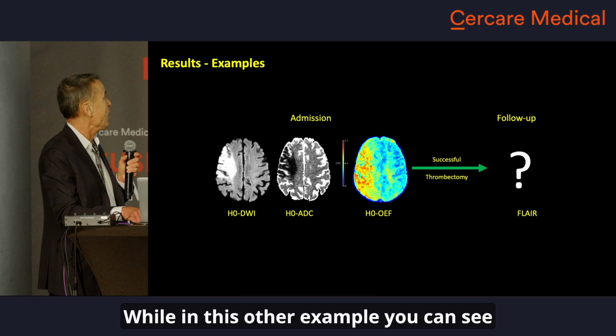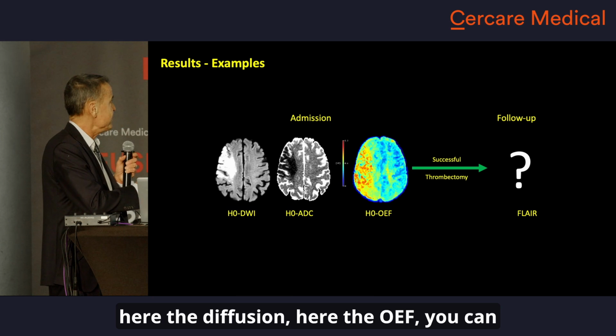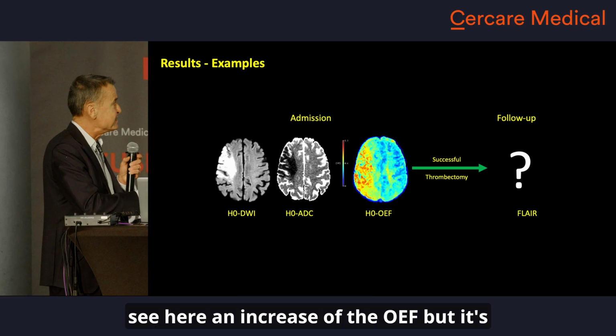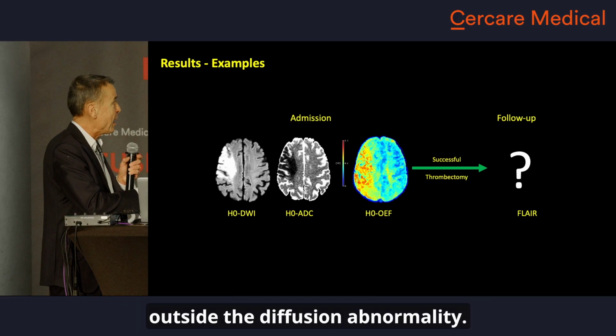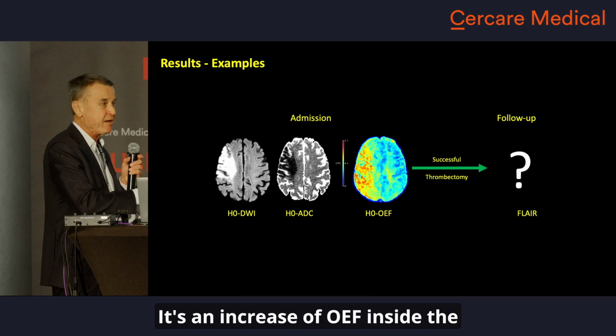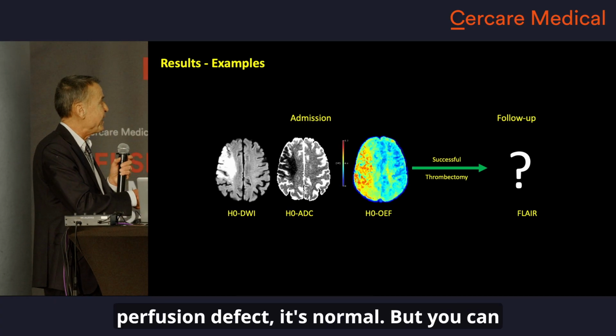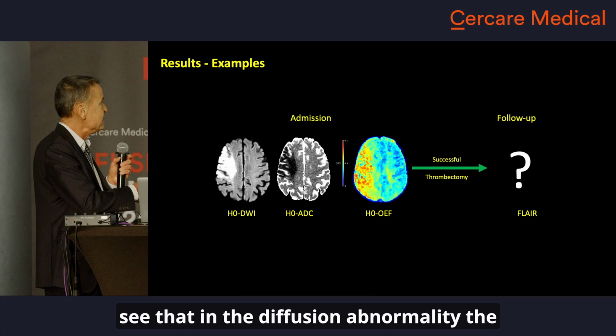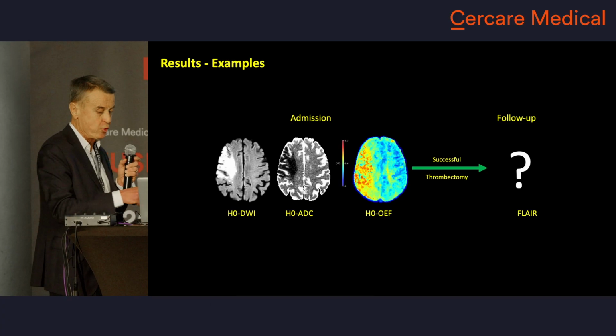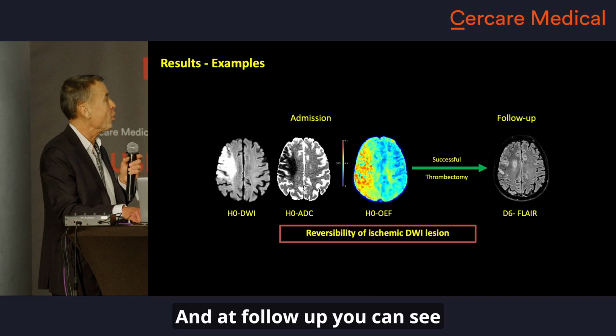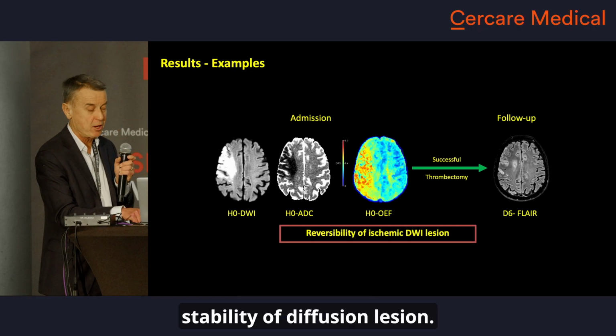While in this other example, you can see here the diffusion, here the OEF. You can see here an increase of the OEF, but it's outside the diffusion abnormality. It's an increase of OEF inside the perfusion defect. It's normal. But you can see that in the diffusion abnormality, the OEF is not increased. And at follow-up, you can see stability of the diffusion lesion.